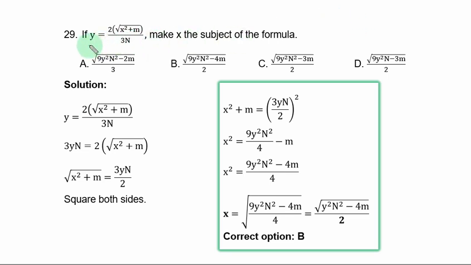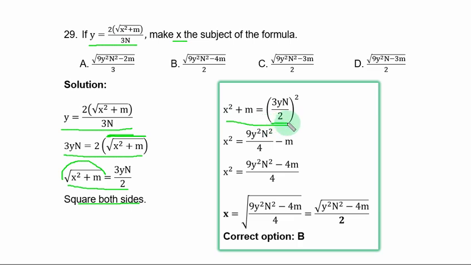Question 29. If y is equal to this, make s the subject of the formula. This is the given formula. First, clear the fraction by using 3n to multiply through. You have this result. To get this term, divide through by 2. You have this result. For you to get s squared, first you need to remove the square root from here. The only way is to square both sides. If you square both sides, you have this result.